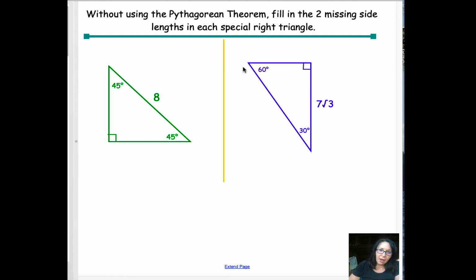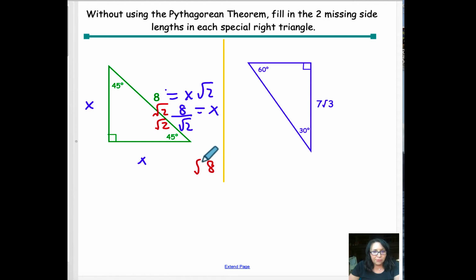So other ways to do this is this. There's two ways to solve a problem like this. For example, if this is 8, I know that this is going to be x, x, and the length here is going to equal x root 2. So I could set x root 2 equal to 8, meaning I'm going to divide by root 2. So I'm going to get x equals 8 divided by root 2. Well, I'm not going to leave a root in my denominator, so I'm going to multiply that by 1 in the form of root 2 over root 2.